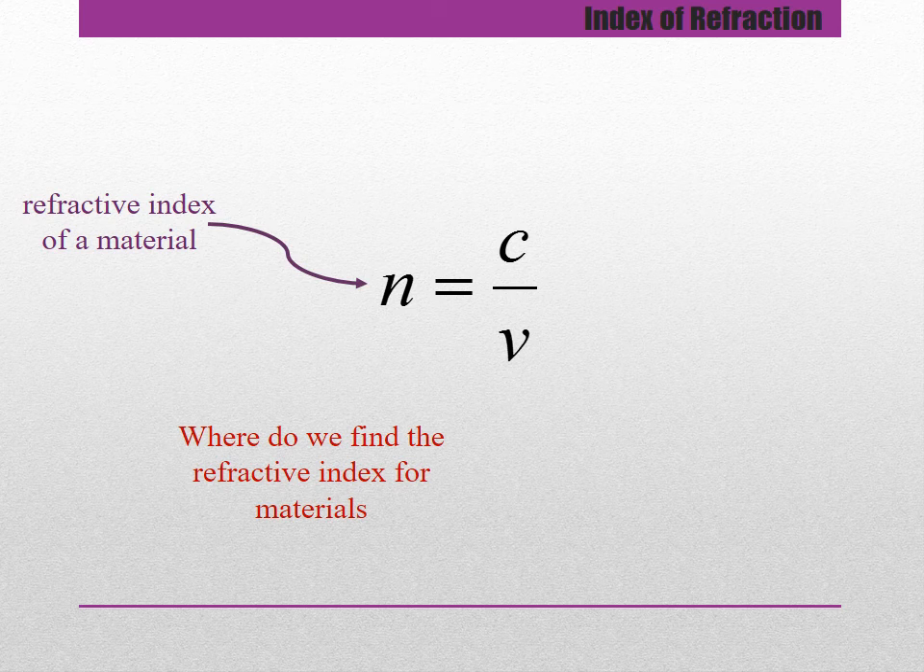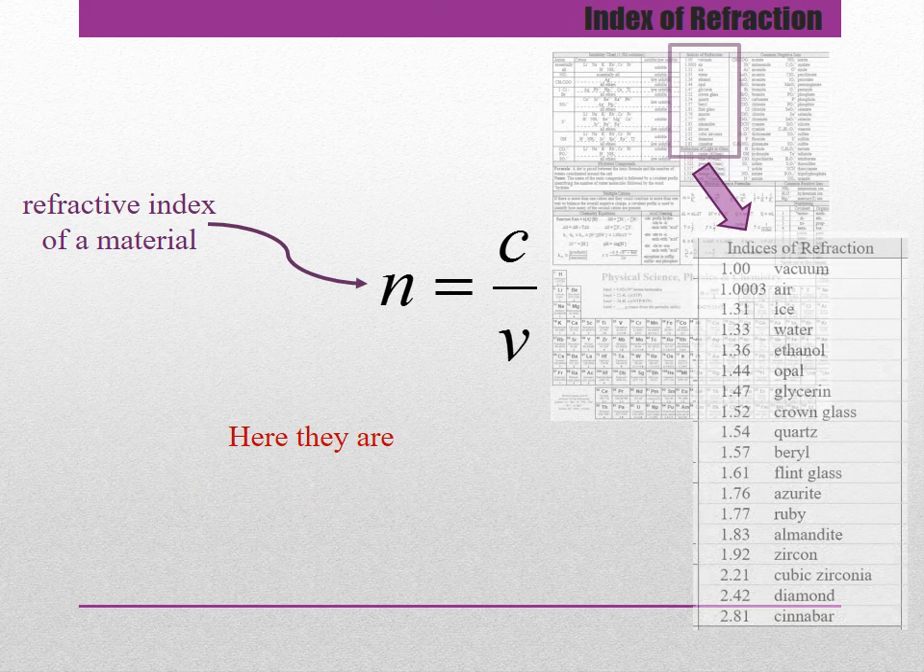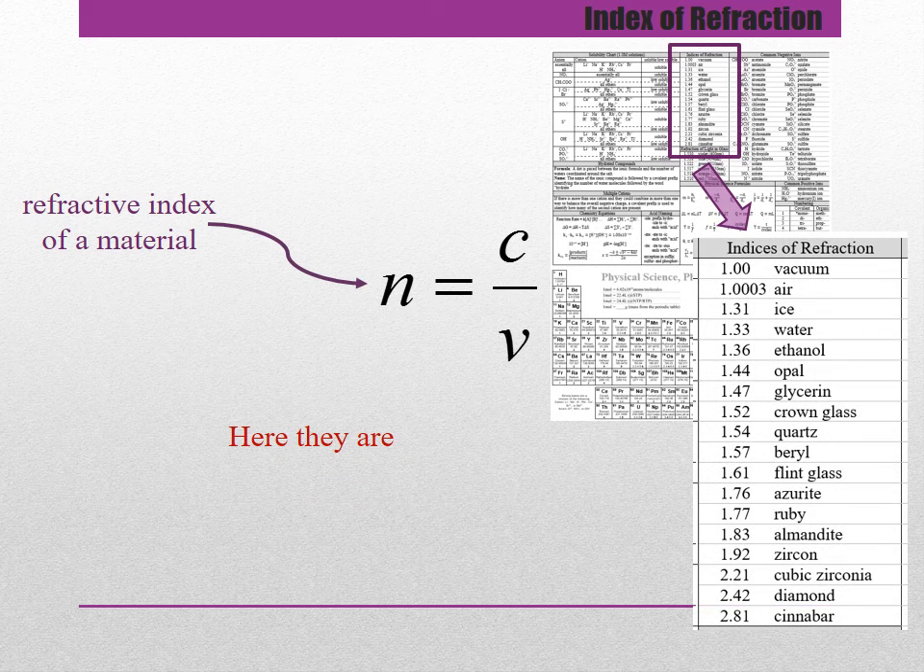Where do we find the refractive index for materials? It's on our pink sheet. Up at the top we have a bunch of different materials, and for each material this chart gives us the indices of refraction for that material. That's going to help us determine how fast light travels inside of each of these materials.